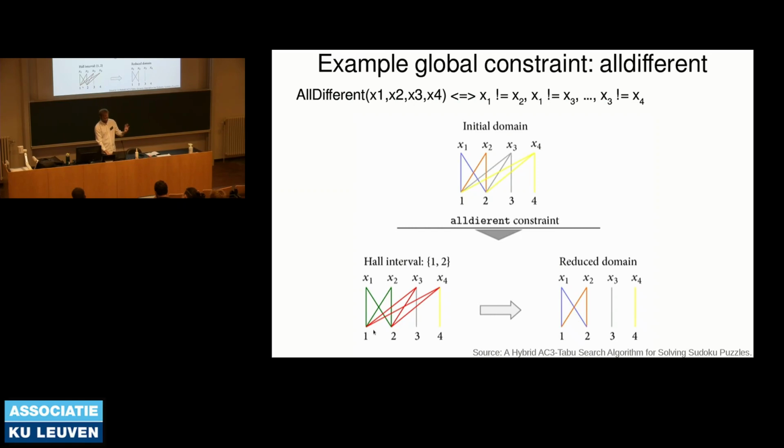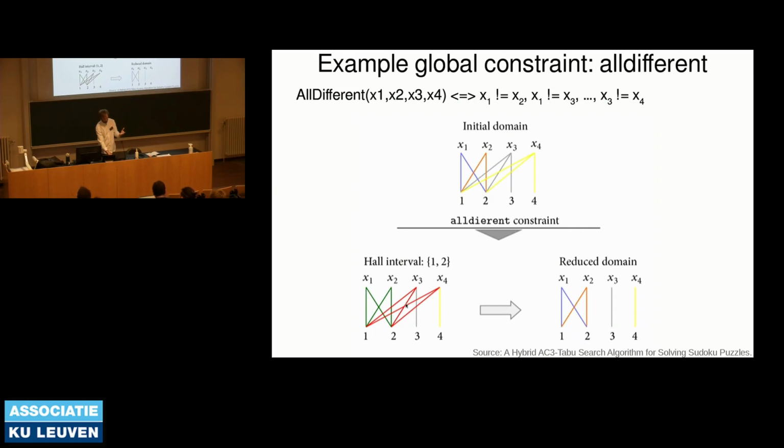So by doing a bit more global reasoning about this, you can see that 1 and 2 have to go to x1 and x2. So for all the other ones, we can eliminate value 1 and value 2 from their domain. This is actually exactly what you do when you solve a Sudoku. Sometimes you can see that it can only be in that row, so it cannot be there, so I can eliminate it. That's what a propagator can also do.